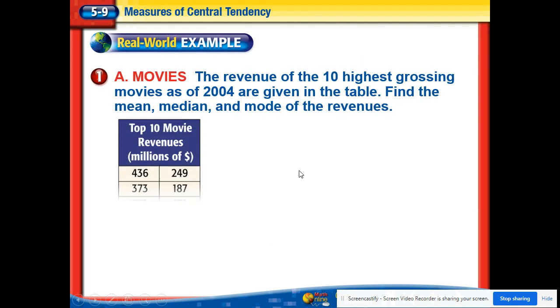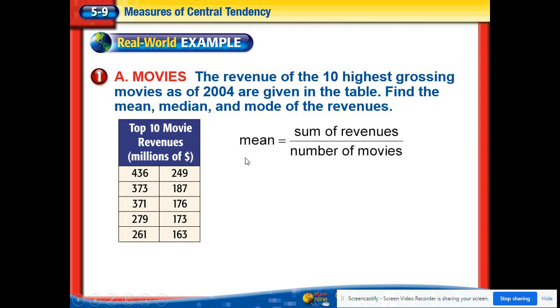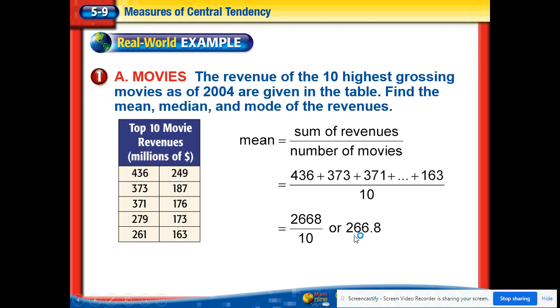All right, so let's try an example. Here's the revenue of the 10 highest grossing movies as of 2004. Obviously a while back, but that's all right. Find the mean, median, and mode of all of them. So let's start with the mean. We're going to add all of these together and then divide by 10. So sum of all the revenues divided by the number of movies. We add them all up, dot, dot, dot means we just continue, we ran out of room, and then divide by 10. And so we get 266.8, obviously in millions of dollars.